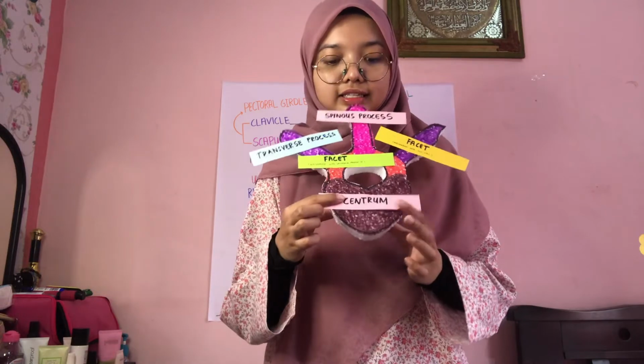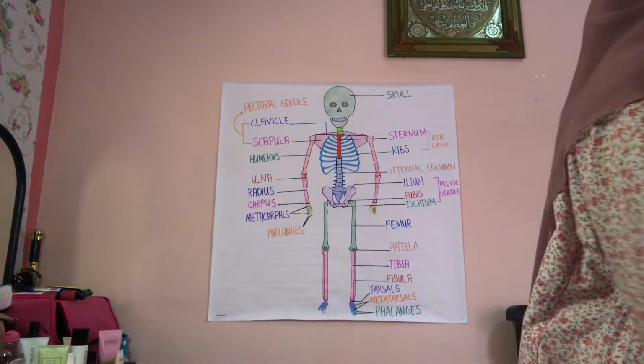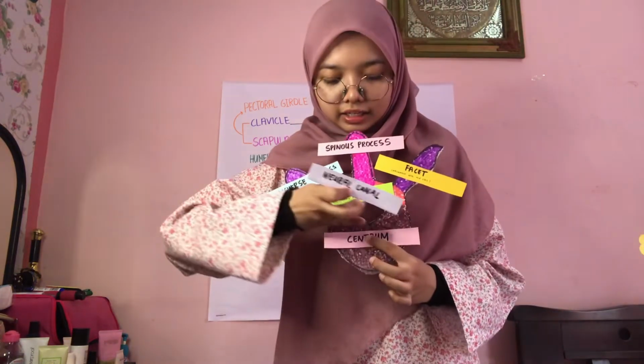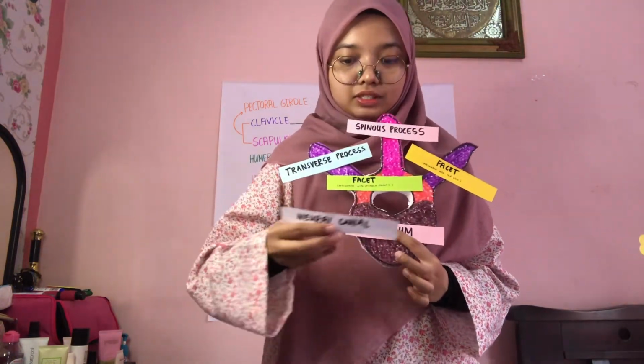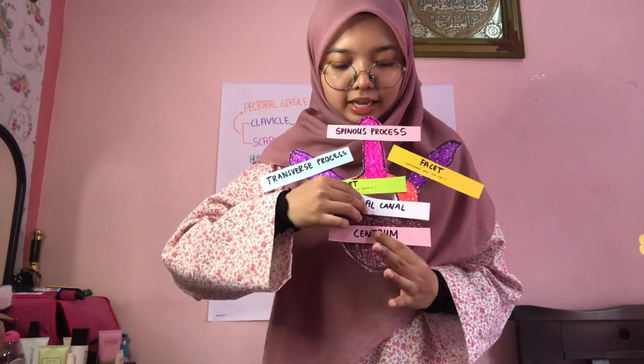And then you must remember that thoracic vertebrae also have centrum. You guys can see here the brown color is centrum. Centrum is always placed at the below of the structure of skeleton, and here in the middle, the hollow circle one, is neural canal.